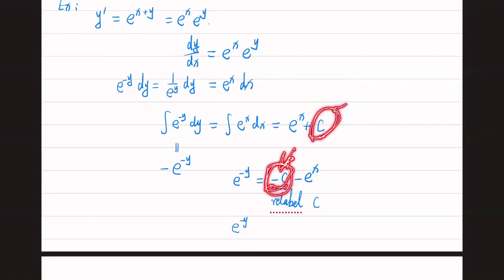Why did you relabel it? Because in the process, like what I've done before, we want to make the formula as concise as possible. This negative c and c represent the same thing. So we relabel this whole negative c to a new c, a different c. Okay, let me write this down and I will tell you what's the difference.